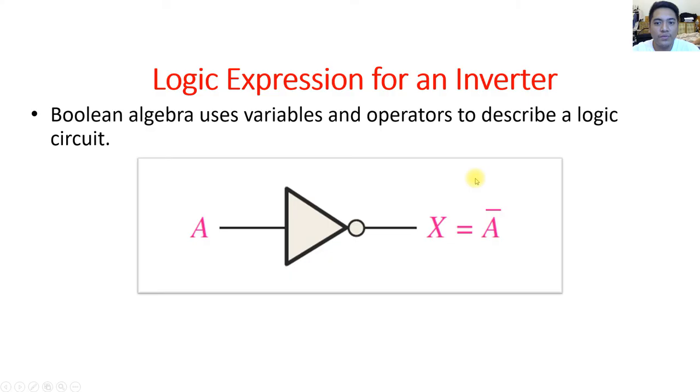So the logic expression for an inverter, just like what I've said, in Boolean algebra, which will be our next topic, uses variables and operators to describe a logic circuit. If we have an input A, whatever that A may be, in terms of logic circuits it's only 1 and 0. Whatever the value of that A, we have an inverted output. So you have A bar, or A complement. Whenever we say complement, NOT, or inverted, we know that it uses an inverter because it inverts the input.